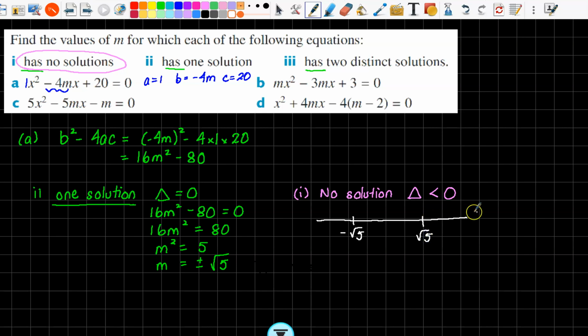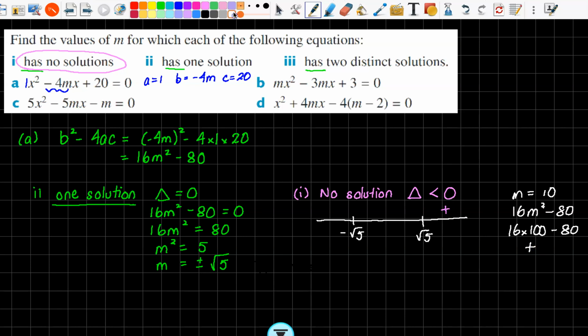Now I'm going to pick a number somewhere along this side and place it back into my discriminant. What's a number that's bigger than root 5? To keep my life simple, I'm going to choose 10. And I'm going to replace that into 16m squared take 80. So that would be 16, 10 squared is 100, take 80. What I'm interested in is is it positive or is it negative? And clearly 1,600 minus 80 is going to be a positive value. So I will pop positive value here.